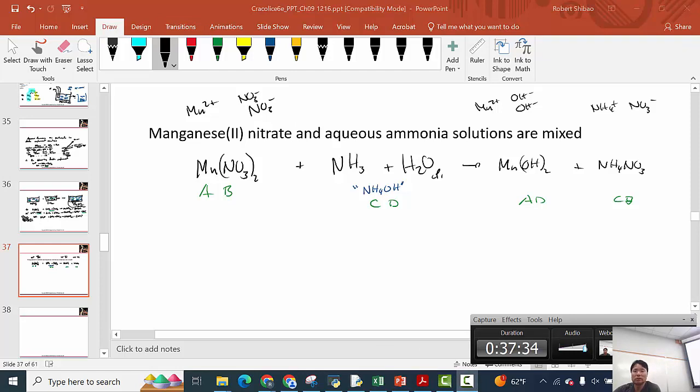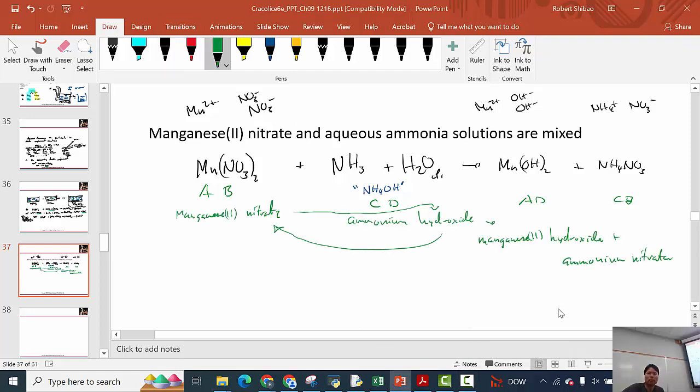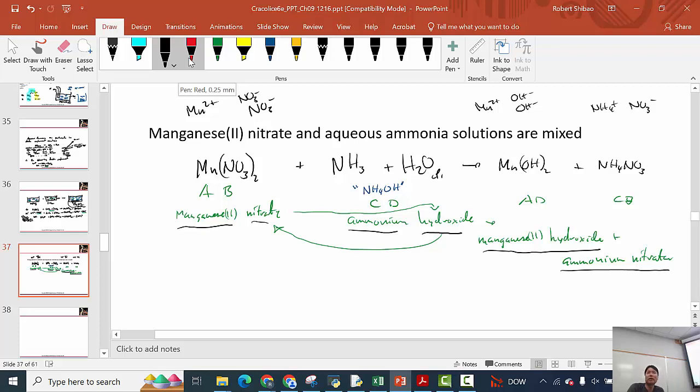Is it balanced? No. So you're going to have to balance it next. So we got the manganese 2 with the hydroxide, so that makes manganese 2 hydroxide. And then we have the ammonium with the nitrate, that makes ammonium nitrate here. These are the correct formulas. Did someone balance it? Okay, what did you get? Just put a 2 in front of NH4NO3. 2 in front of NH4NO3? Yes.